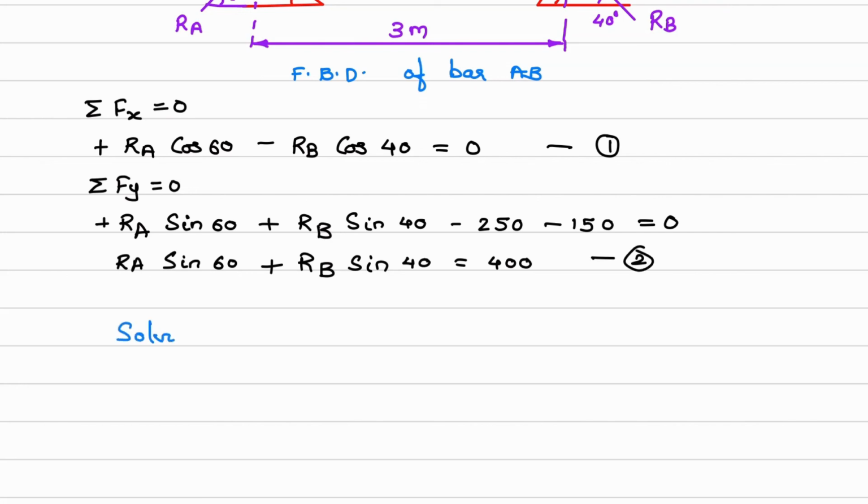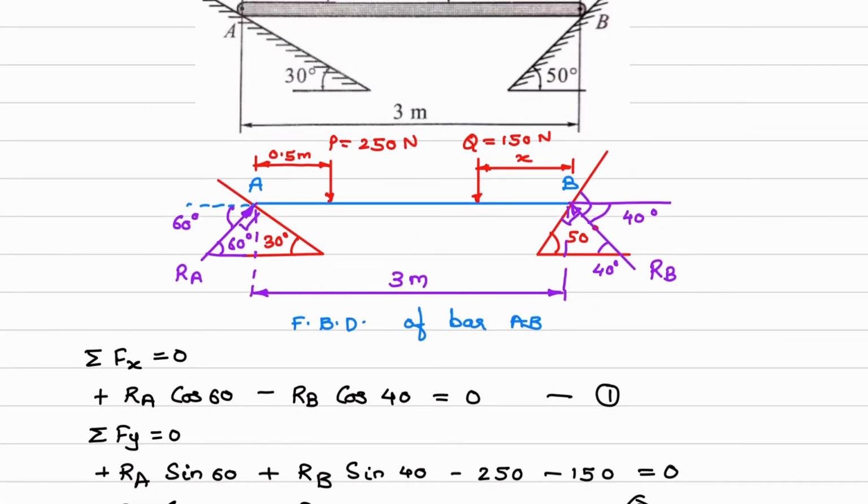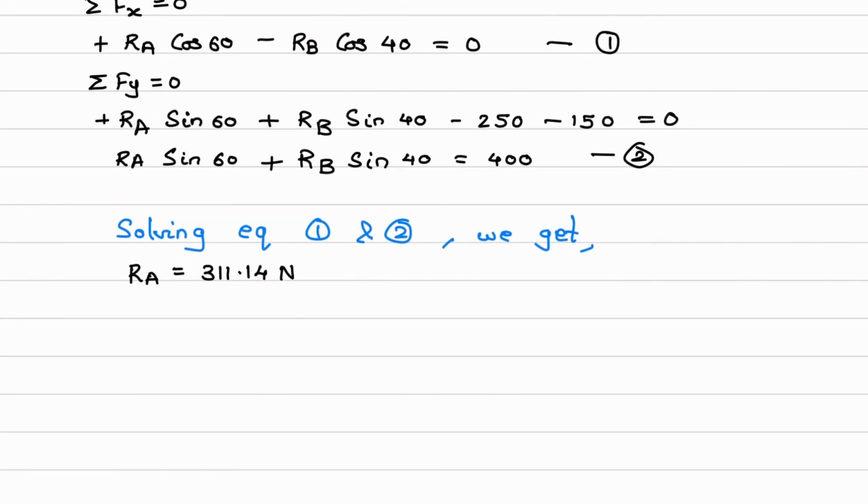Solving equation 1 and 2, we will get the value of RA and RB. So RA is equal to 311.14 Newton. Here you can see the unit of force, it is given in Newton. So unit will be Newton, and RB is equal to 203 Newton.